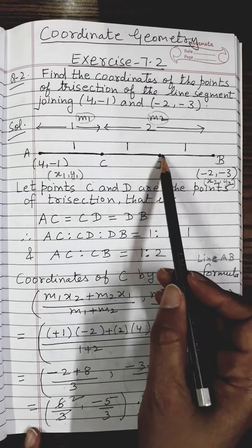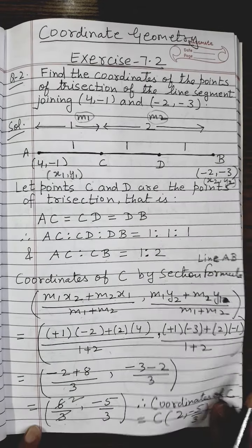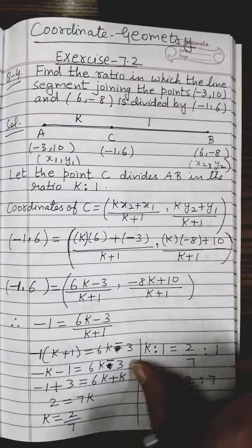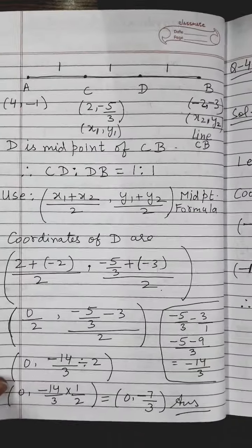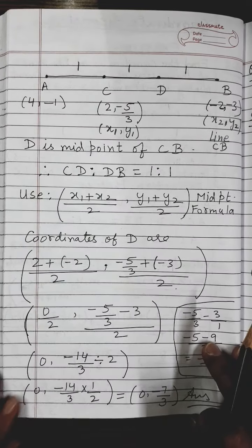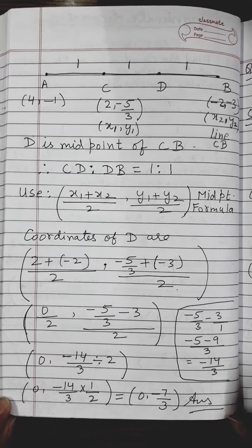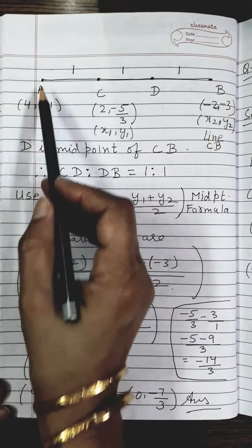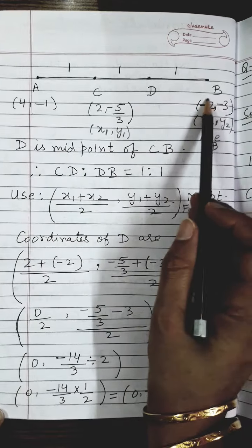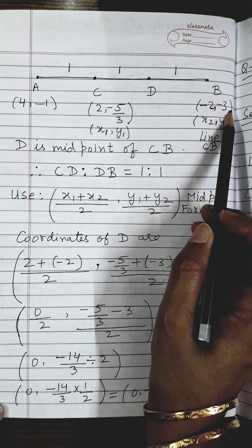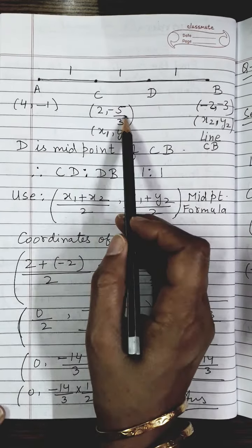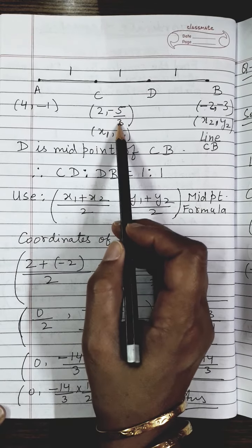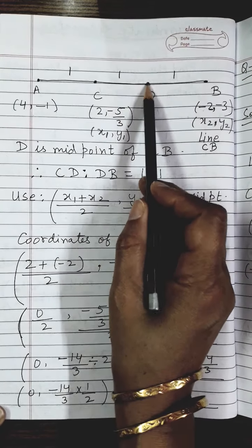Another coordinate I have to find out, coordinate D. So let us come to the calculation for the coordinate D. I am drawing this line again. We have to find the coordinates of point D. So this is your line AB. Coordinate of A is (4, -1). Coordinate of B was (-2, -3). The C coordinate we have already calculated, (2, -5/3), and the D coordinate I have to find out.